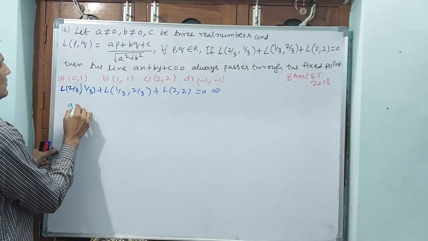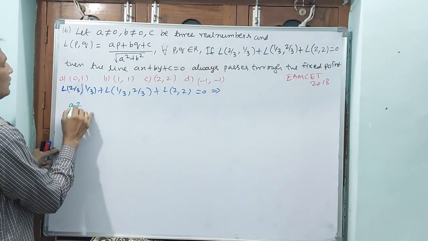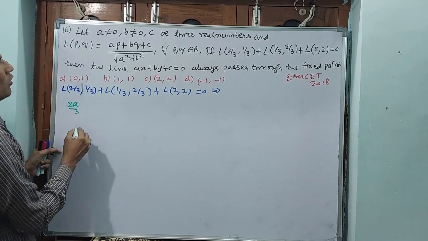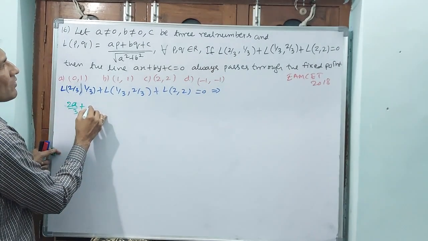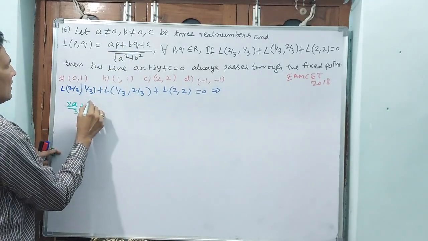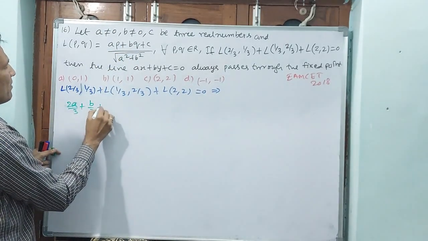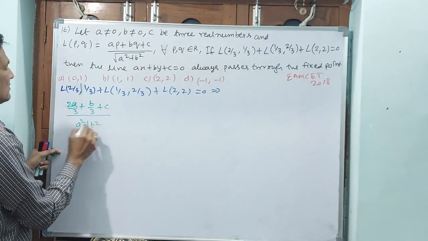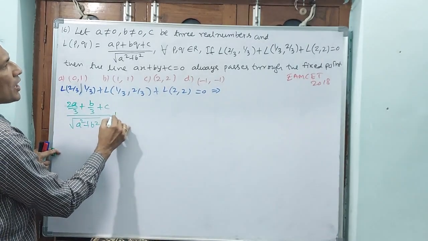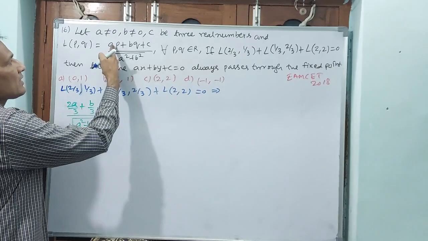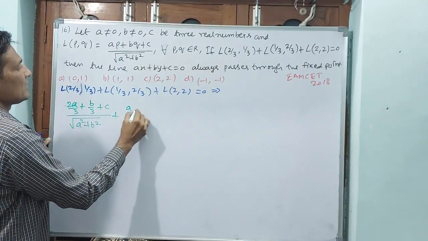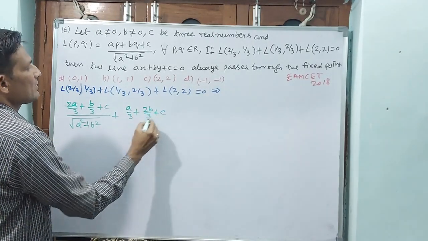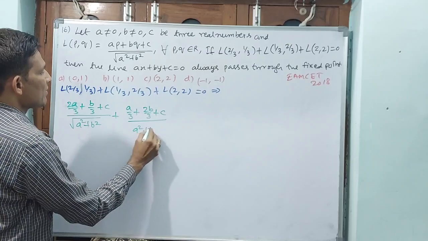a into 2/3, that is 2a/3, plus b into 1/3, that is b/3, plus c, divided by √(a² + b²), plus for 1/3, 2/3 again: a/3 plus 2 into b/3, plus c, divided by √(a² + b²).